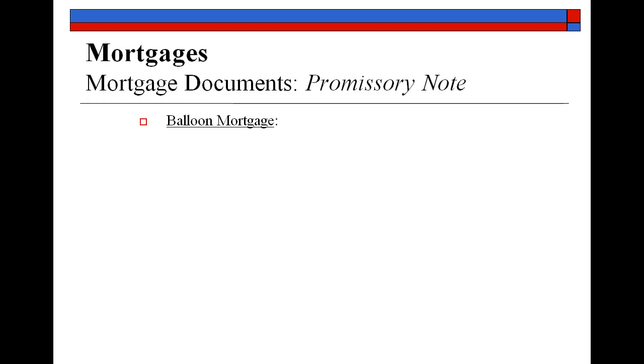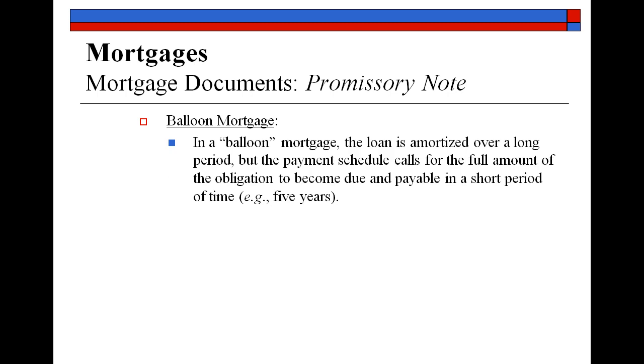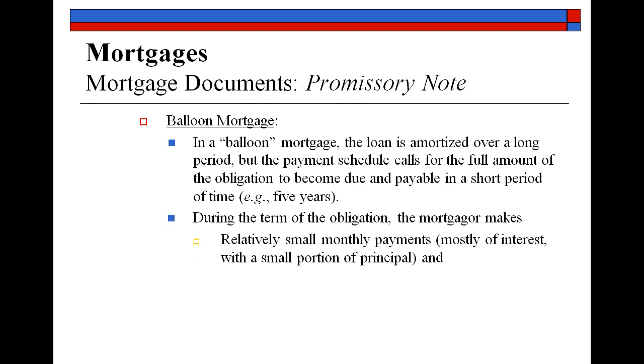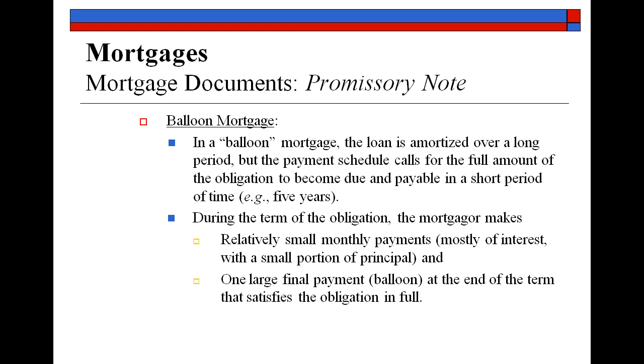The second type of payment schedule is a balloon mortgage. In a balloon mortgage, the loan is amortized over a relatively long period of time, but the payment schedule calls for a short period of time. So small payments are made for a few years, and then the full amount, the balloon, becomes due and payable at the end of a relatively short period, such as 5 years. Now, in a balloon payment, relatively small monthly payments are made, but that large payment will hit at the end of the balloon period.